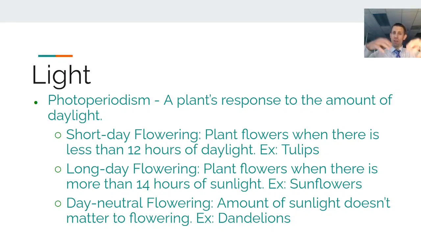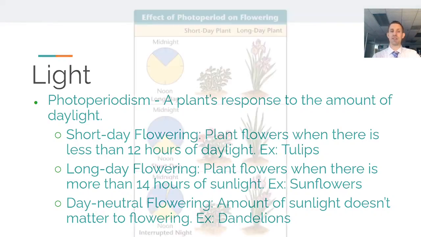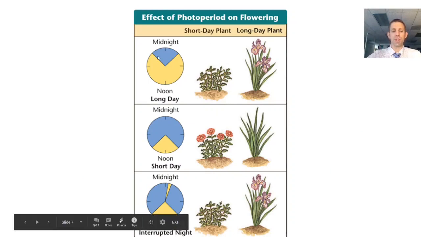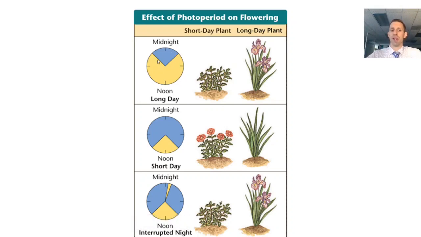So there are genes within a plant that can get turned on or off depending upon the amount of sunlight. Those genes then trigger the production of flowers and therefore the flowering process. This is an interesting graph because it shows two columns. We've got the short day plants in this column and the long day plants in this column, with the pie graph showing the amount of light. In this first one, we've got quite a bit of light and very little darkness. So the short day flowering plant would not flower in this case, and the long day flowering plant would.